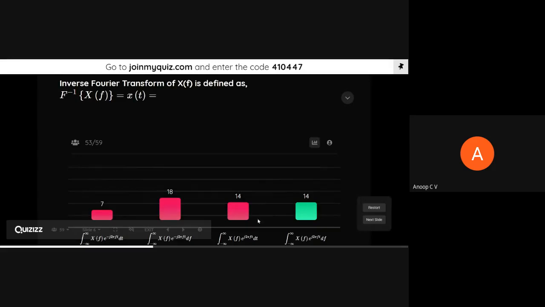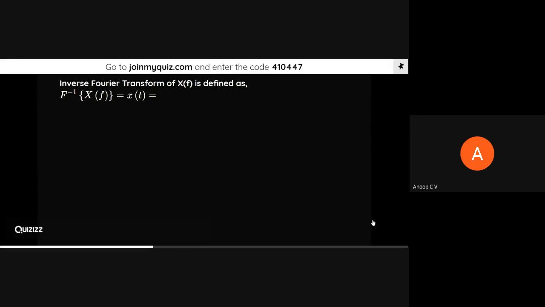So the inverse Fourier transform is X of f into e power j 2 pi f t df. We are integrating it with respect to f because X of f is a function of f, and the t will remain. So what we get is a function of t. So the correct answer is X of f into e power j 2 pi f t df. No problem. I just wanted you to recollect all these things. Now we'll go to the next question.